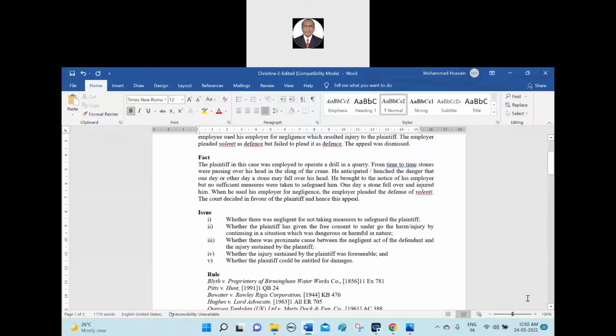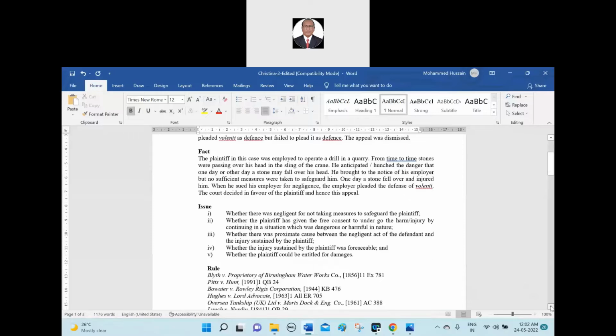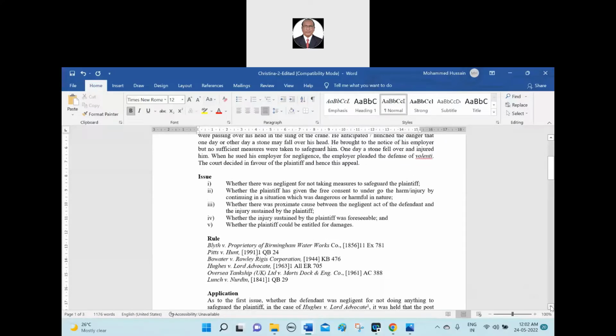Okay, next the rule. What are the rules? Whatever issues are there, for each issue, what are the supporting cases, either reported or unreported, or the maxims or sections of the statute? All these things come under the rule. So here I supported with the cases Bolton, Pitts, Bowater, and Hux, because they are taught cases. I don't know whether you remember these cases or not, but anyway, Overseas Tankship UK Limited, it is a reasonable foreseeability, remoteness of damages case. Lynch versus Nuruddin, these are the cases used there.